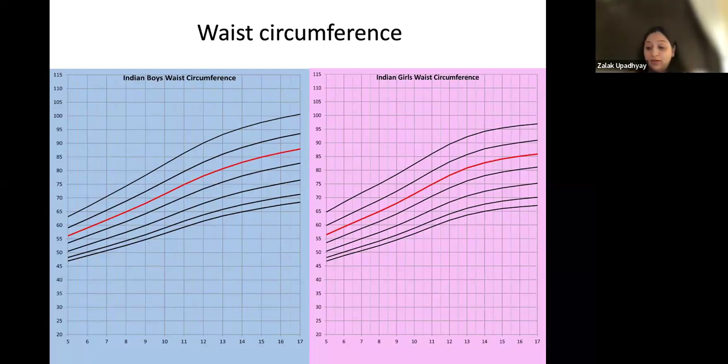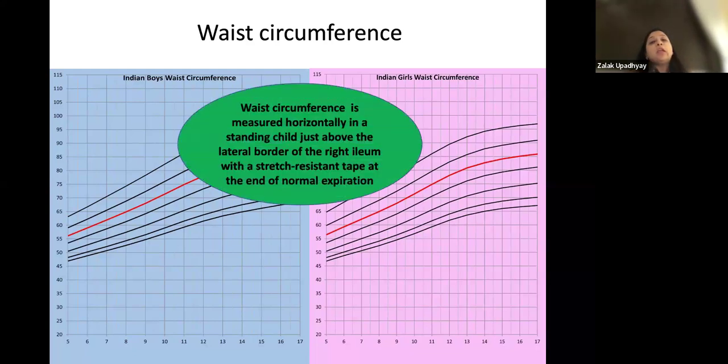So let me tell you, how do you measure? Waist circumference is measured horizontally. This is given in the IAP obesity guidelines, published in December 2023, which I highlighted on the slide before. Waist circumference is measured horizontally in a standing child just above the lateral border of the right ilium with a stretch-resistant or non-stretchable tape at the end of normal expiration. Okay, so this is how you take the waist circumference.